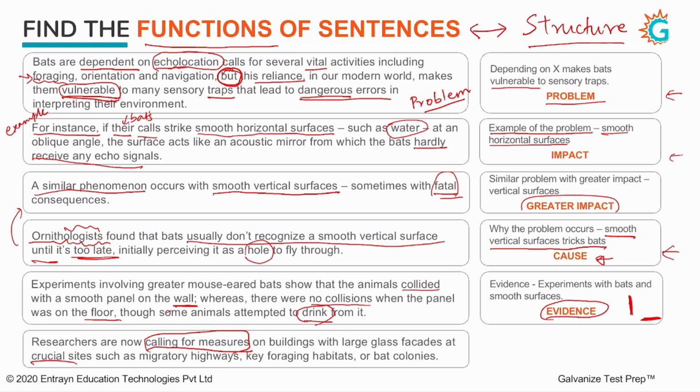There are no clear answers, but there are still some solutions, such as some measures that need to be taken on certain buildings that have large smooth vertical surfaces like glass facades, especially at crucial sites such as migratory highways and so on. So while a specific solution is not proposed, we know that the author wants some measures to be taken while constructing buildings, right? So here there is a call for a solution, although an exact solution is not proposed.